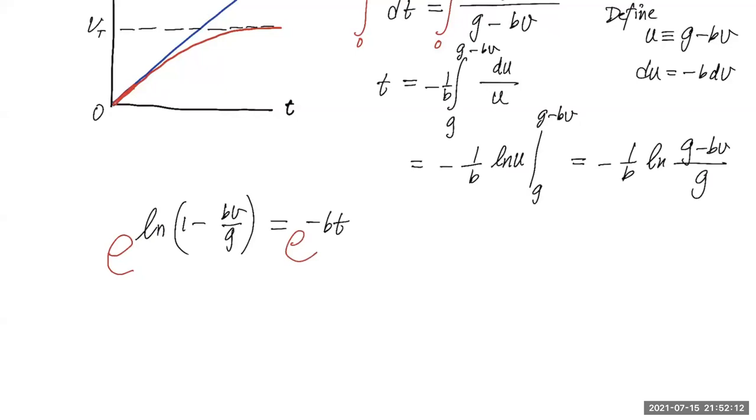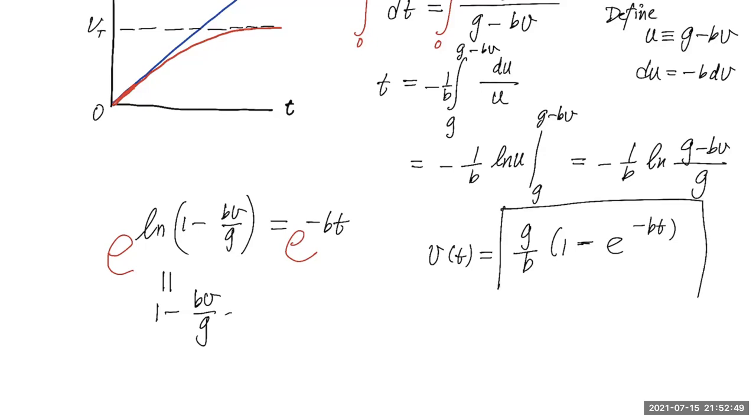And we know e to the natural log of x equals x itself. So therefore, this is just 1 minus bv over g. Okay, so we can now easily solve for v. So v as a function of time, I know what it is equal to now. It is equal to g over b, and then 1 minus e to the negative bt. Okay, so we found v as a function of time.